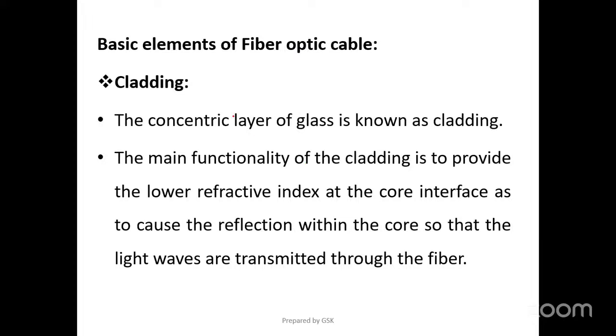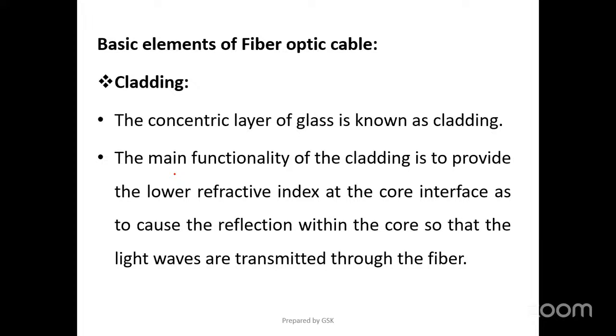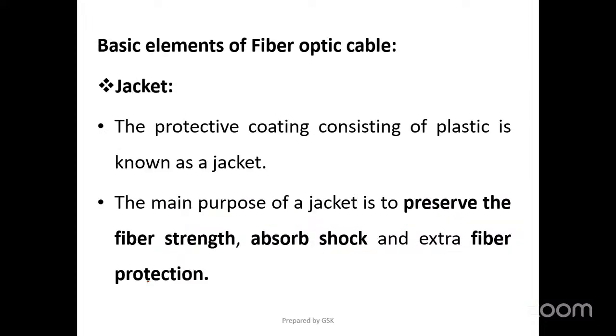Cladding. The concentric layer of the glass is known as cladding. This one. The main functionality of the cladding is to provide a lower refractive index at the core interface so as to cause reflection within the core, so that the light waves are transmitted through the fiber only. That is the concept of cladding. Jacket, very simple. It preserves the fiber strength, and the main purpose of the jacket is to absorb shock also. In simple terms, it is used to give protection.